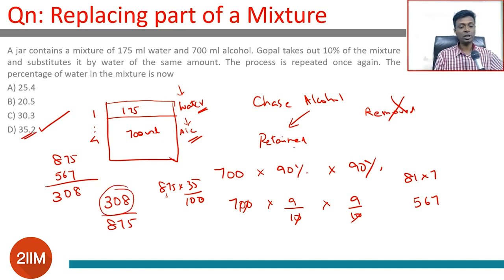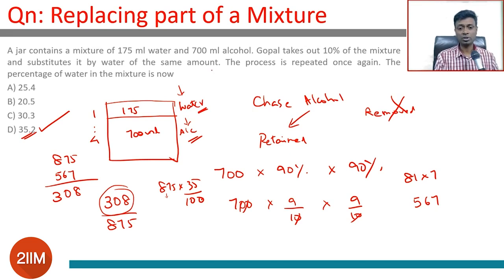Key point here: if you're removing and replacing only one, chase the part for which you're doing only one action. For alcohol, it is only being removed. Water is removed and then added back. So forget water. For alcohol, at each stage think about what is removed and what is being retained. 10% is removed, 90% is retained. So it's a very simple question.